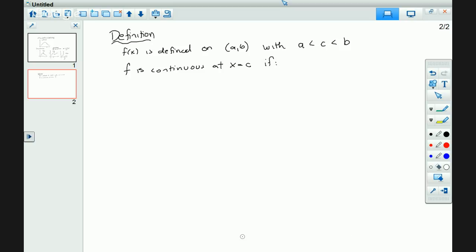It's a three-stepper. I'm writing it differently than your book. This is easy. f of c exists. It's got the solid dot, right? Okay with that? The limit, which is why we're in limits, as x approaches c of f of x exists.